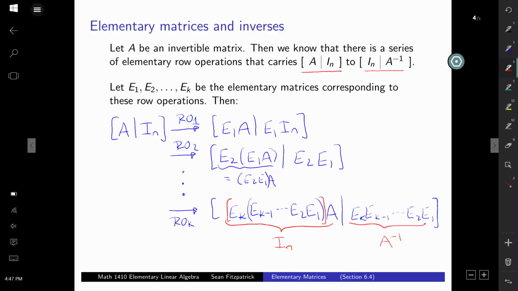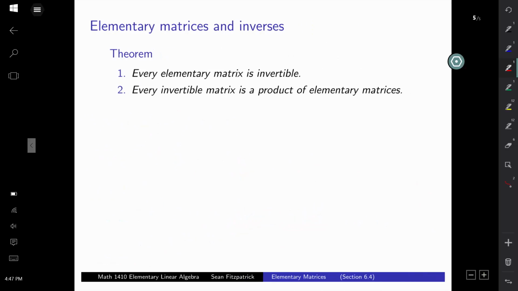But be careful, notice the order. We have to multiply from right to left, right? Because the first row operation is going to be the one that's closest to A. E1 is closest to A, so it acts first, then E2, then E3, and so on. So we can build the inverse out of these elementary matrices as long as we're careful to multiply them together in the correct order.